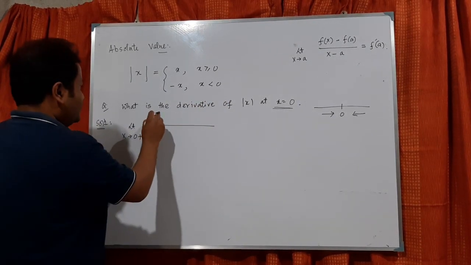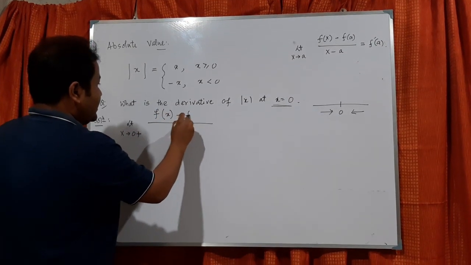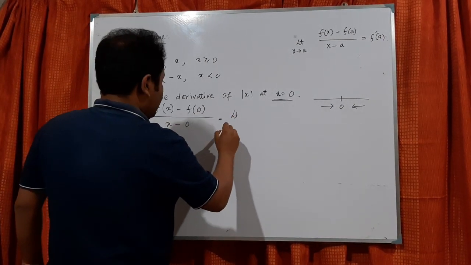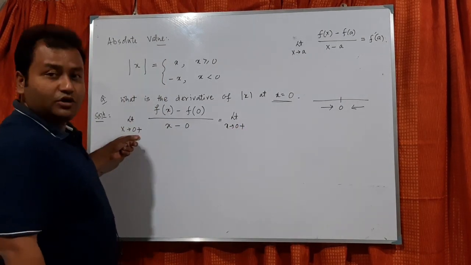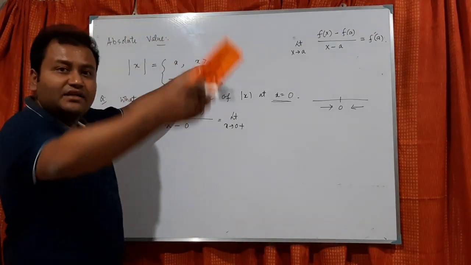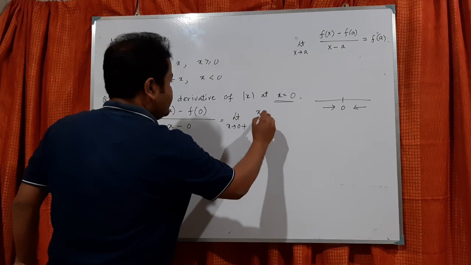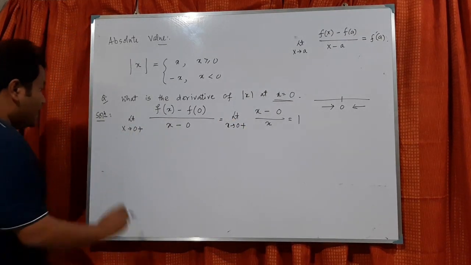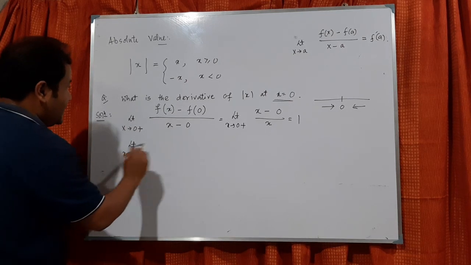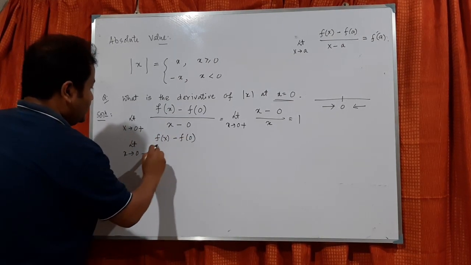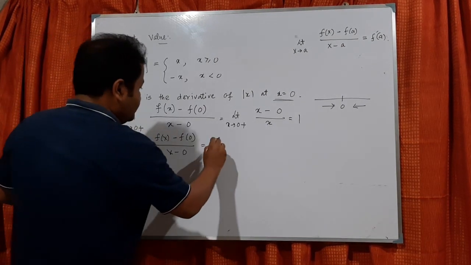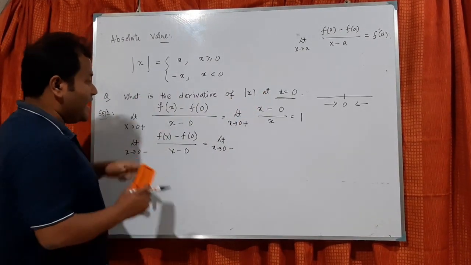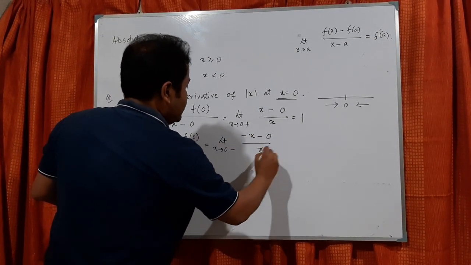So if I go with limit x tends to 0 plus, the definition is f of x minus f of a, which is 0 here, divided by x minus 0. So what is that? Limit x tends to 0 plus. Now when it is more than 0, the value is x. So f of x will be x, f of 0 will be 0, divided by x, so the value will be 1, because x by x is 1. Again, if I take limit x tends to 0 minus, f of x minus f of 0 divided by x minus 0, now 0 minus means we are going from the left hand side of 0, so it should be minus x, minus 0, by x, so it should be minus 1.